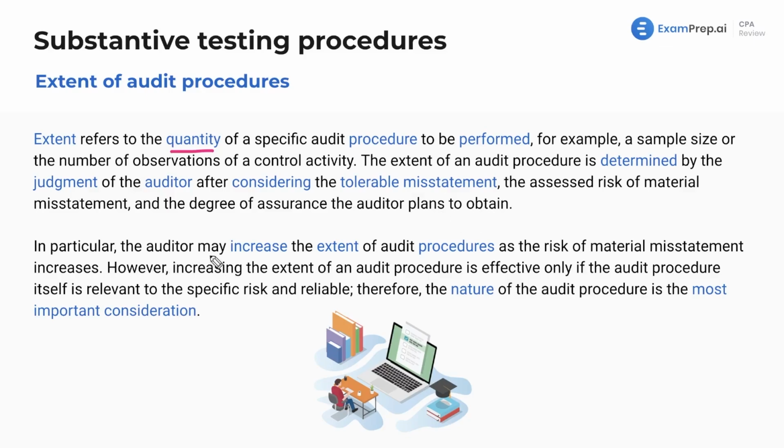In particular, the auditor may increase the extent of the procedures that they are conducting as the risk of material misstatement increases. However, increasing the extent of an audit procedure is effective only if the audit procedure itself is relevant to the specific risk and reliable. Therefore, the nature of the audit procedure is the most important consideration. Right? Applying those correct procedures to the correct assertions, that is the most important point, because you could do more procedures, but if you're walking in the wrong direction, well, it's only going to hurt you, right?